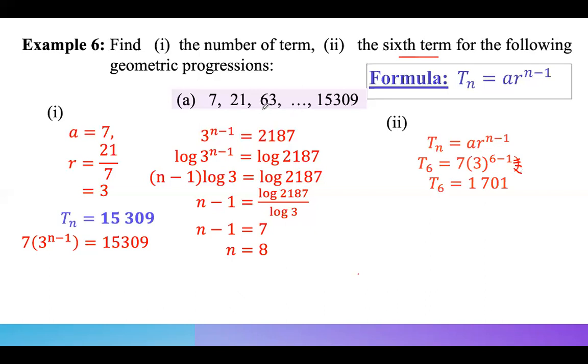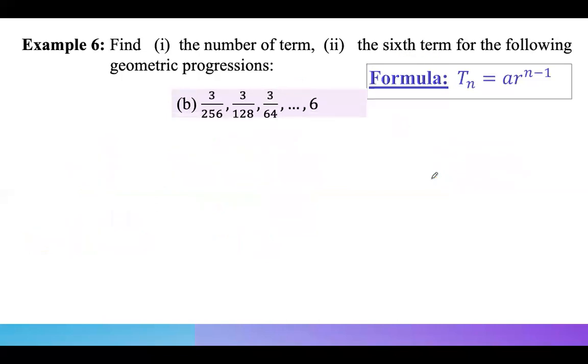You can check 63 times 27, is it 1701? So the other way to find the 6th term is to just multiply here. You start from 63, multiply by 3, then times 3 again, times 3. Three times, and you get the 6th term. So you should get 1701. This is the other way.